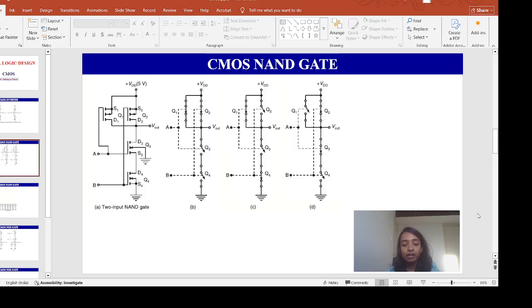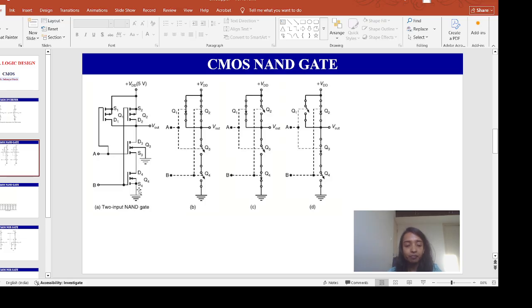Let's move on to the next slide, which is about the CMOS NAND gate. In the CMOS NAND gate, this figure shows the CMOS 2-input NAND gate and the equivalent circuit for various input conditions. You can see these two PMOS transistors Q1 and Q2 are connected in parallel, while these two transistors Q3 and Q4 are connected in series.